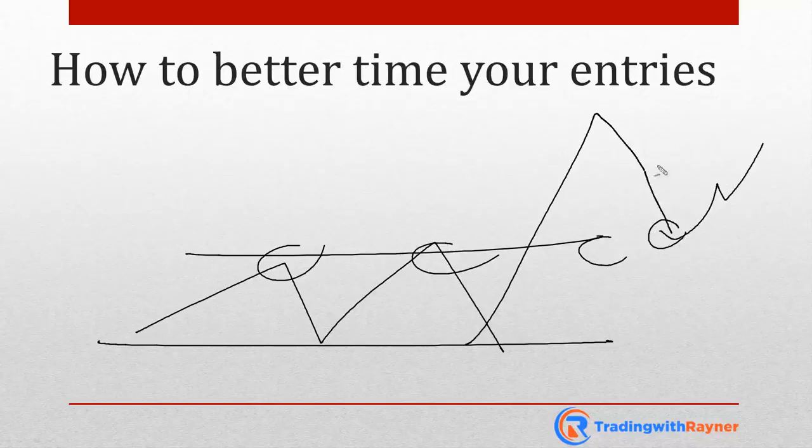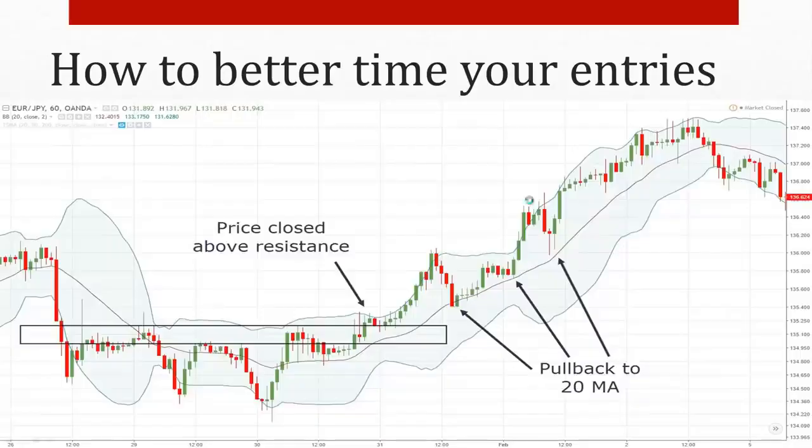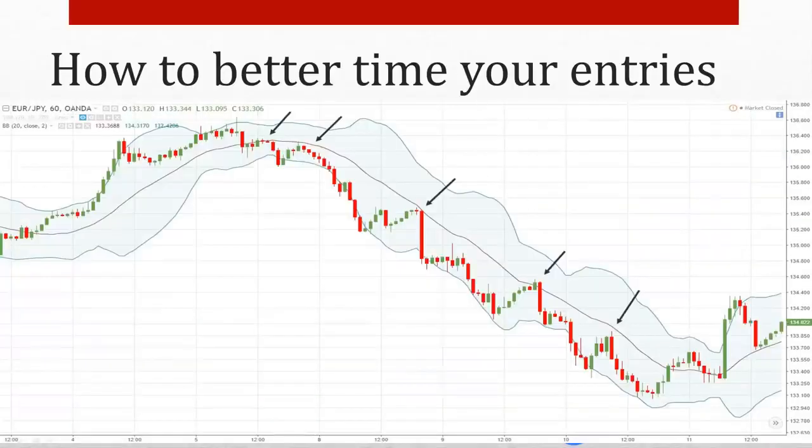So what can you do to still time your entry on the pullback, especially if the pullback doesn't retrace deep enough into this previous resistance turned support? What you can do is use the Bollinger Band. In this case, if you recall, this over here is the 20 period moving average. And you see that when the market is trending, it tends to retest back this 20 period moving average before continuing lower, retest, then continue lower.